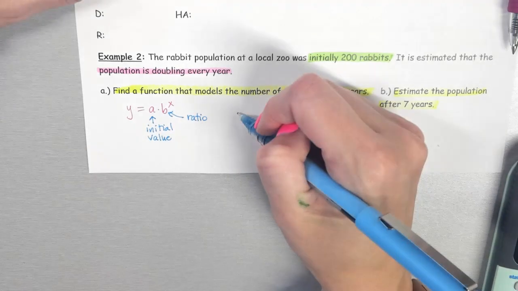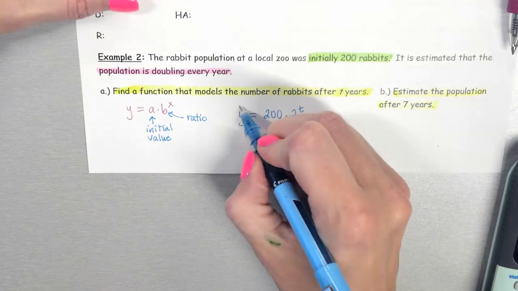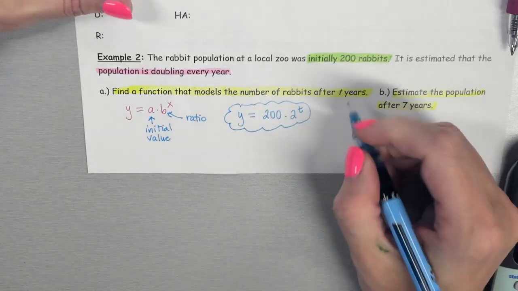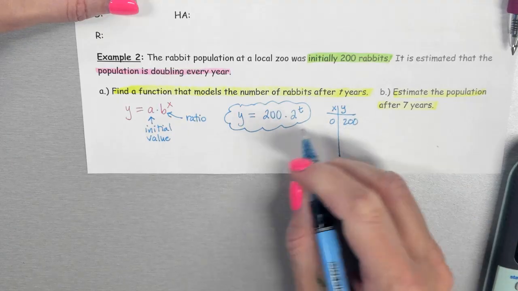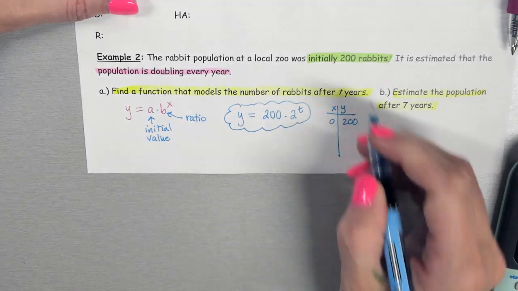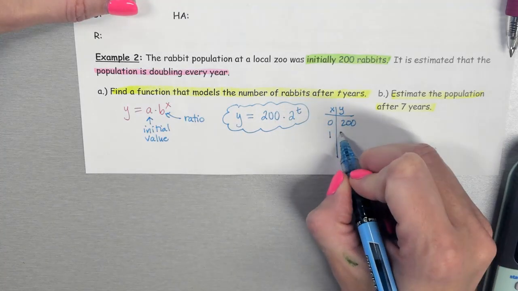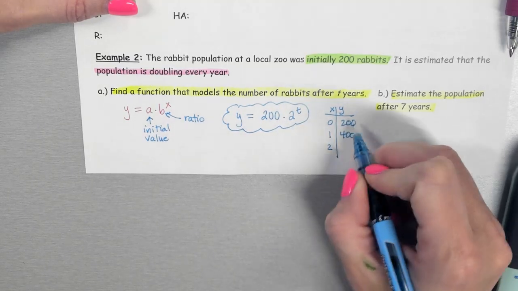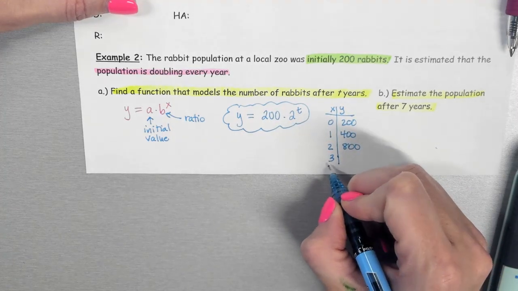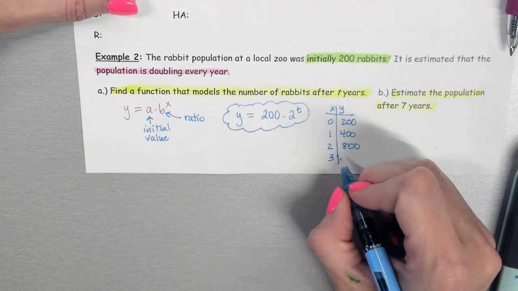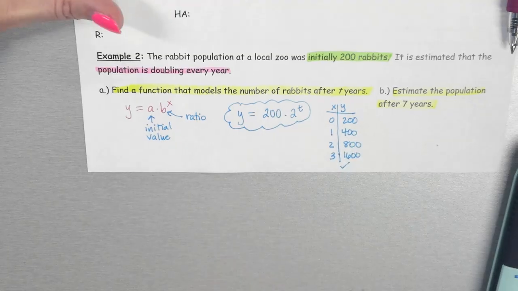So if you have y equals 200 times 2 to the t, let's see if that is going to satisfy these values. When I plug in 0, do I get 200? 2 to the 0 is 1. 1 times 200, yes. If I plug in 1, 2 to the first is 2. 2 times that, 400. I know when I plug in 2, I should get 800. 2 squared is 4. 4 times 200. And I always go to 3 because 0, 1, and 2 have special properties. And then 8 times 200 is 1600. So yes, that does fit the model.